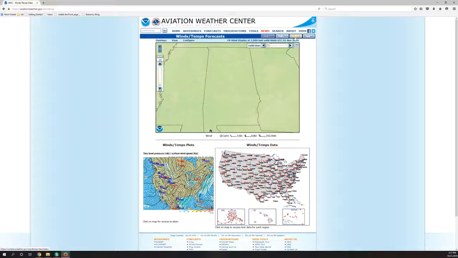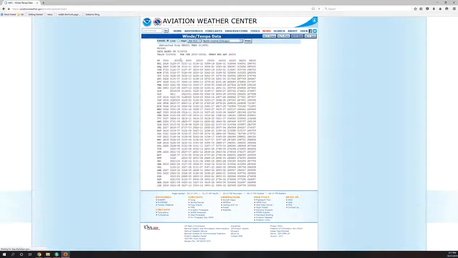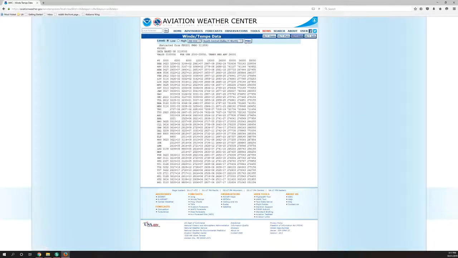So since that thing's not working, what we're going to do is go to winds and temps data. And we're going to get the raw form that it pulls from, like on your written test that you have to do. So South Central is going to be where Birmingham exists. And we're going to pull it up. So here's Birmingham Station. At 3,000 feet, it's 340 at 23 knots is what the winds are. So the first 2 digits are direction. The last 2 are our velocity.